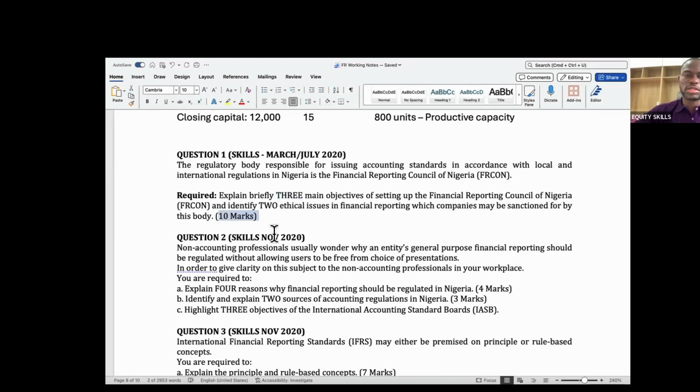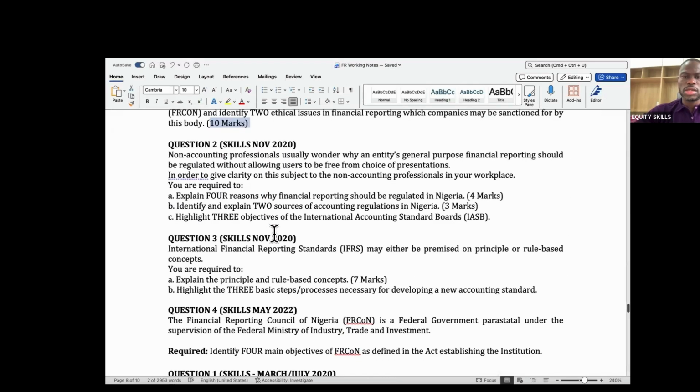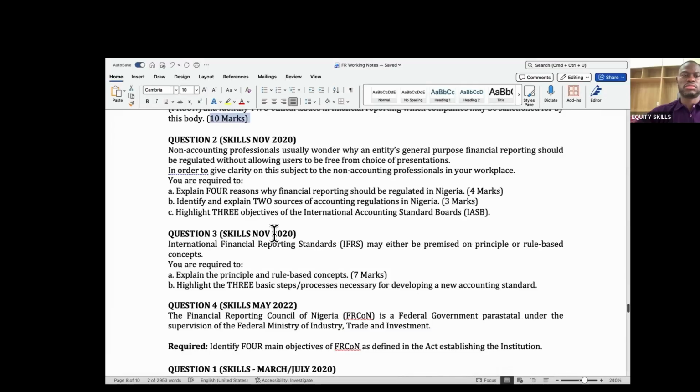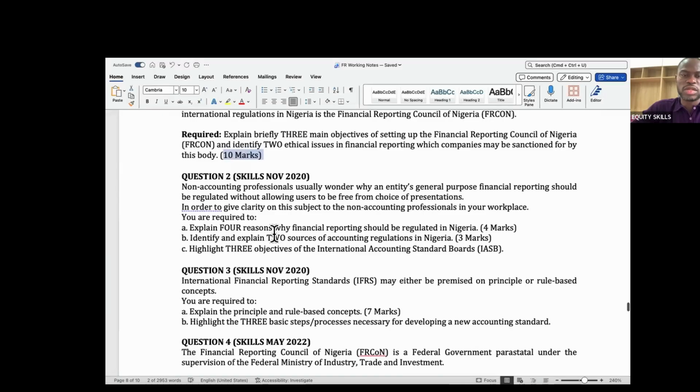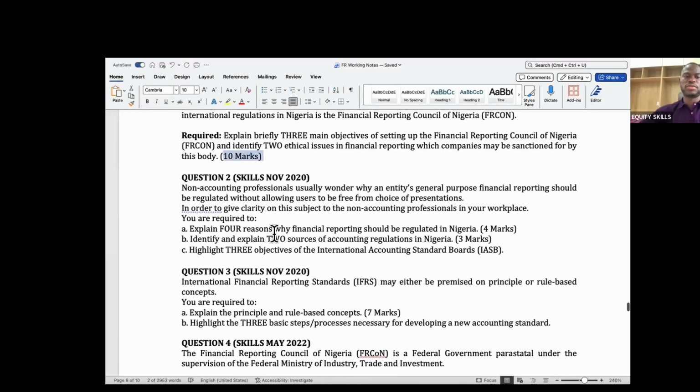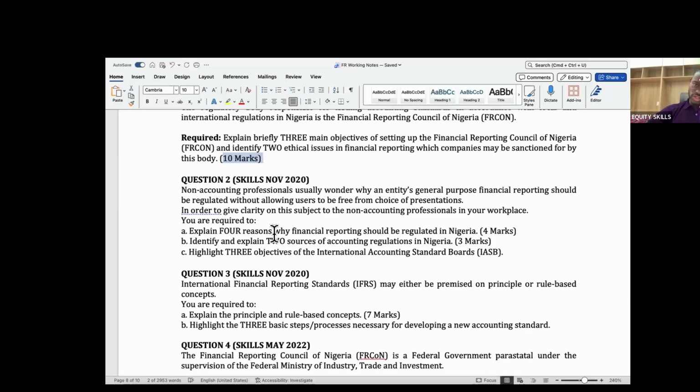Okay, that's for 10 marks. Now, another one, which is in November 2020, says non-accounting professionals usually wonder why an entity's general purpose financial report should be regulated without allowing users to be free from choice of presentation. In order to give clarity on this subject to the non-accounting professional in your workplace, you are required to explain 4 reasons why financial reporting should be regulated in Nigeria, identify and explain 2 sources of accounting regulation, and highlight 3 objectives of IASB.